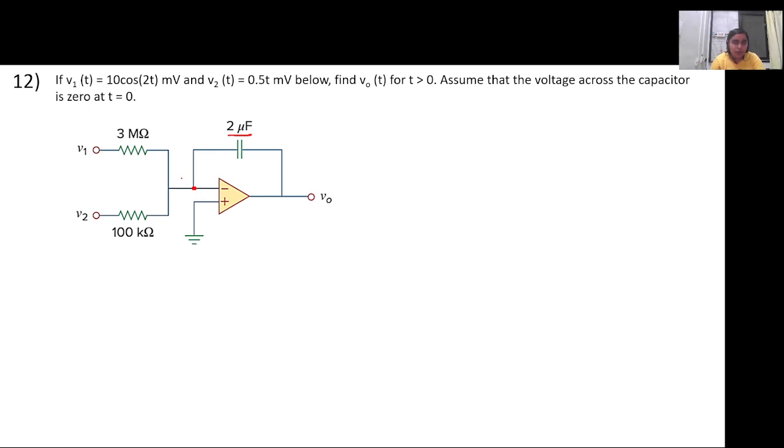So let this be VA. So VA will be equal to, what will be VA? 0 volt, ma'am. Right. Since this is connected to the ground, this is 0. Now we apply KCL at VA. So can you tell me the KCL equations in this case?